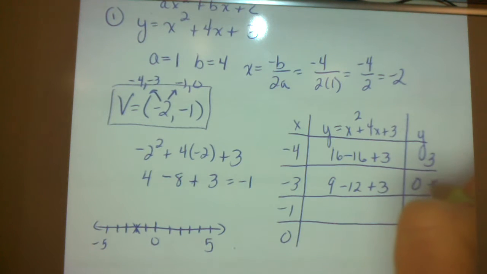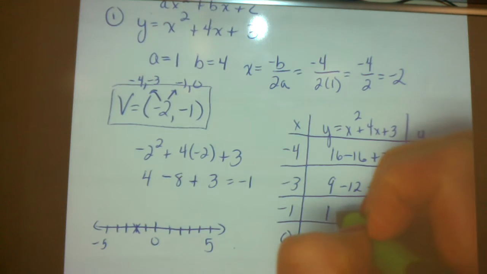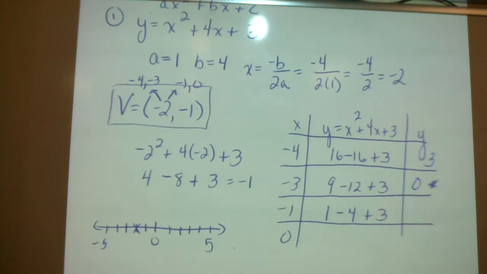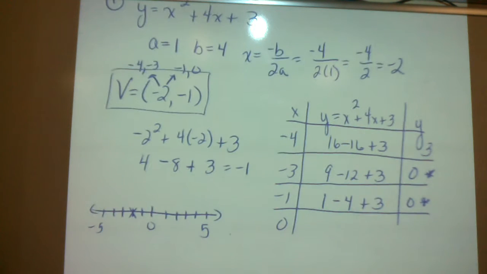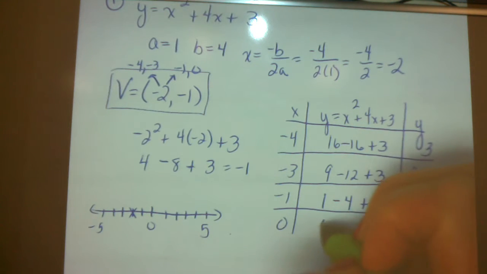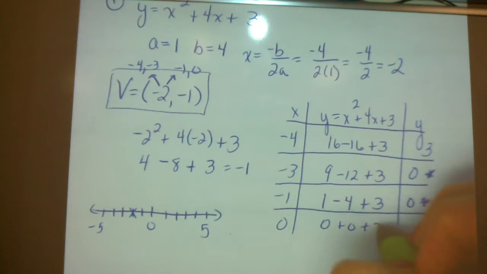I like it when I have zeros in my table. There needs to be a 0 for the y in my table. And you'll see once we graph it what I mean by that. Negative 1 squared is 1. 4 times negative 1 is negative 4 plus 3. 1 minus 4 is negative 3. Negative 3 plus 3 is 0. And then 0 squared is 0 plus 0 plus 3.